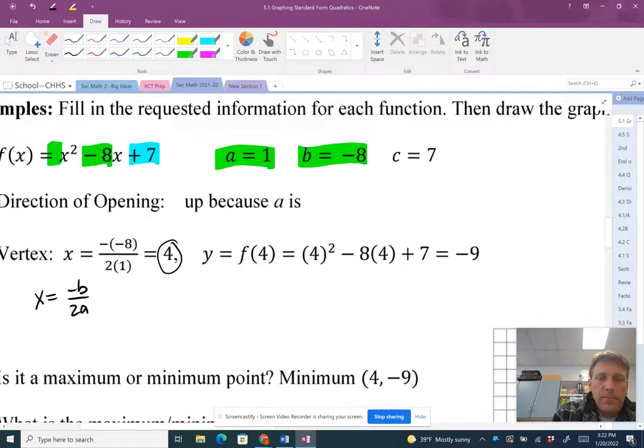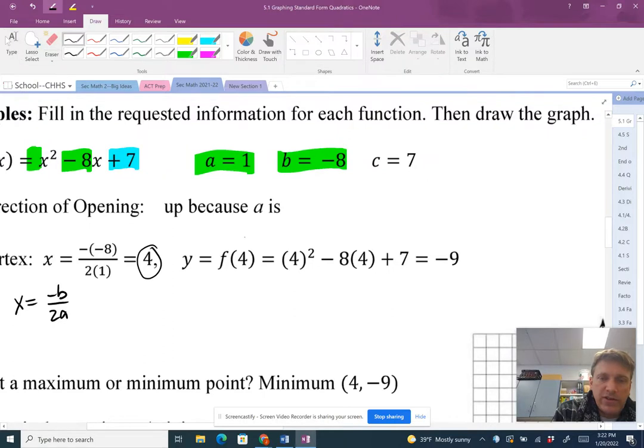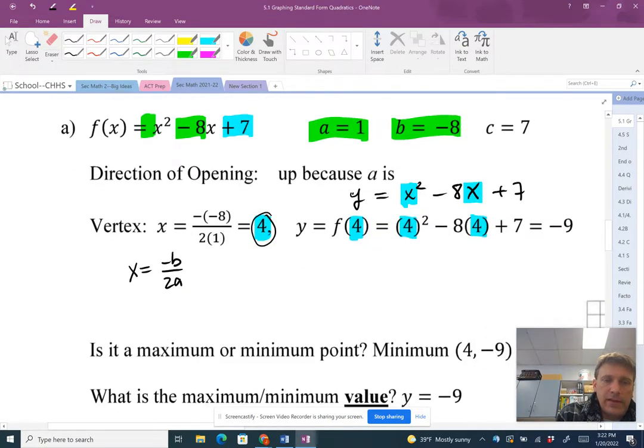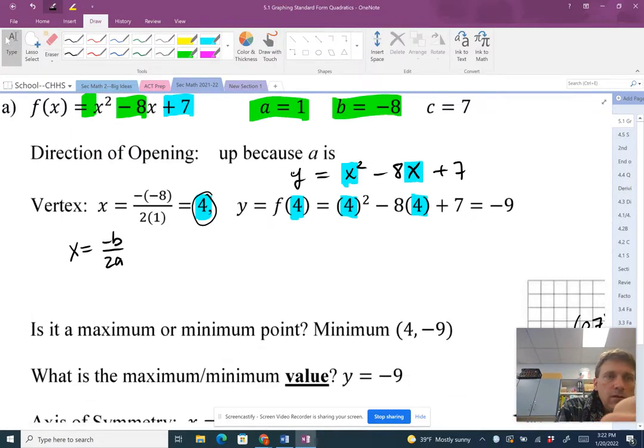We then take 4 and put it into the equation. Remember the equation, y is equal to x squared minus 8x plus 7. Our x coordinate of the vertex is 4, so we put 4 in for x here and 4 in for x there. We evaluate that, and we get that y equals negative 9. So we're at 4, negative 9. The vertex is the point 4, comma, negative 9.